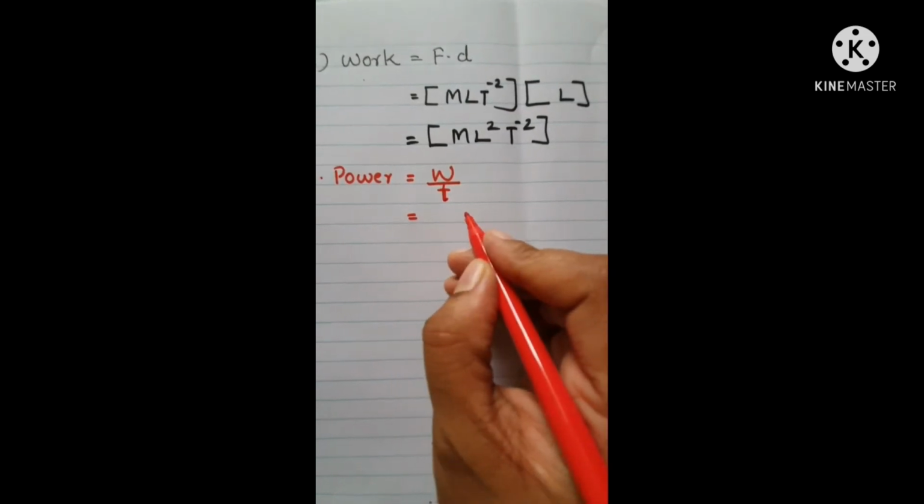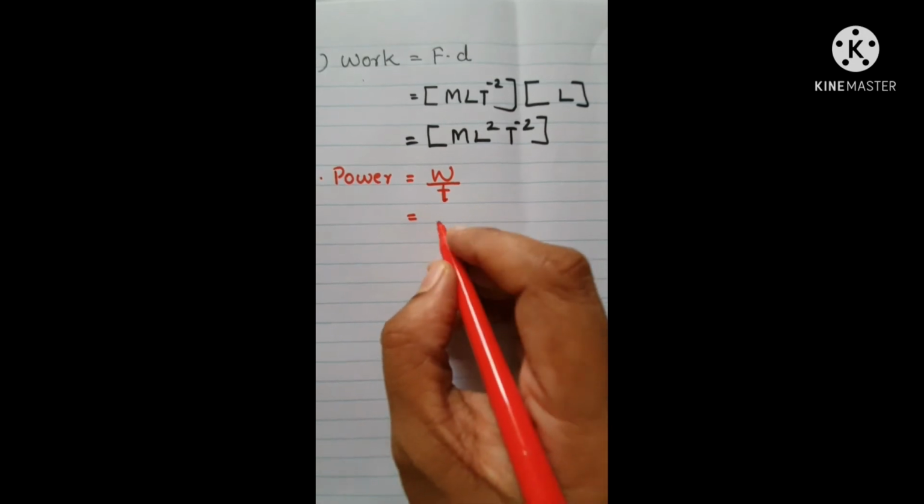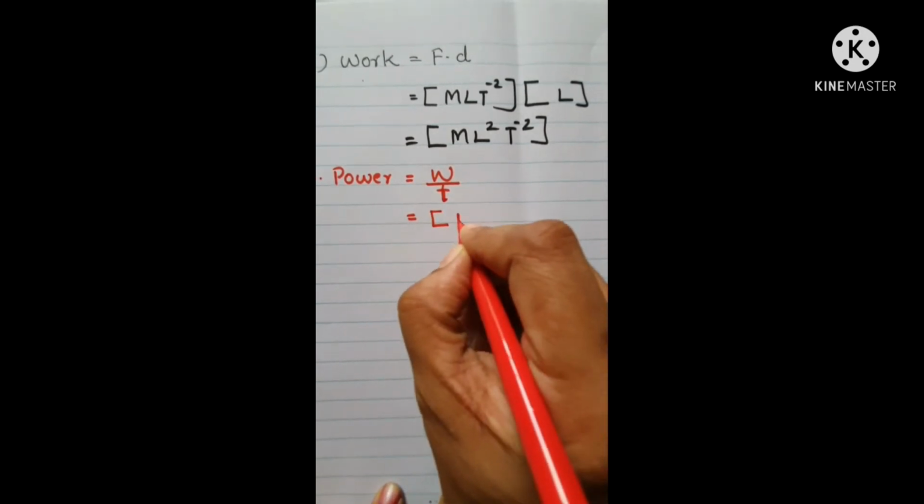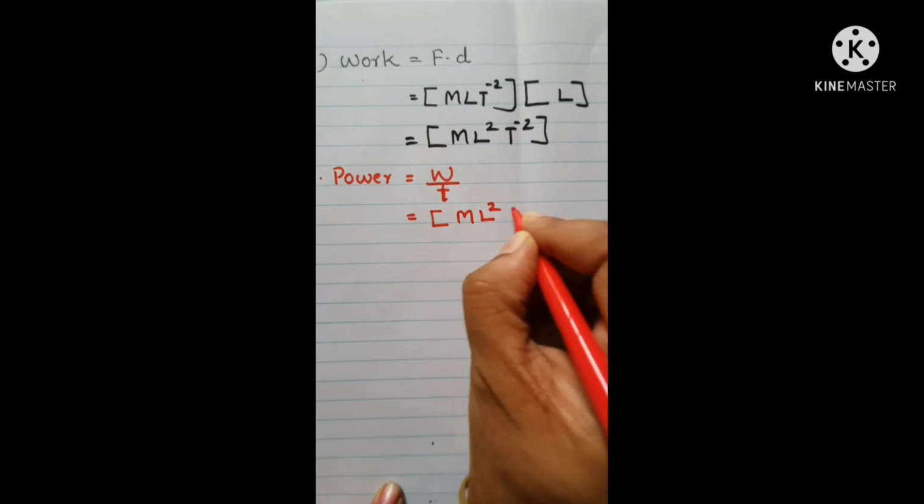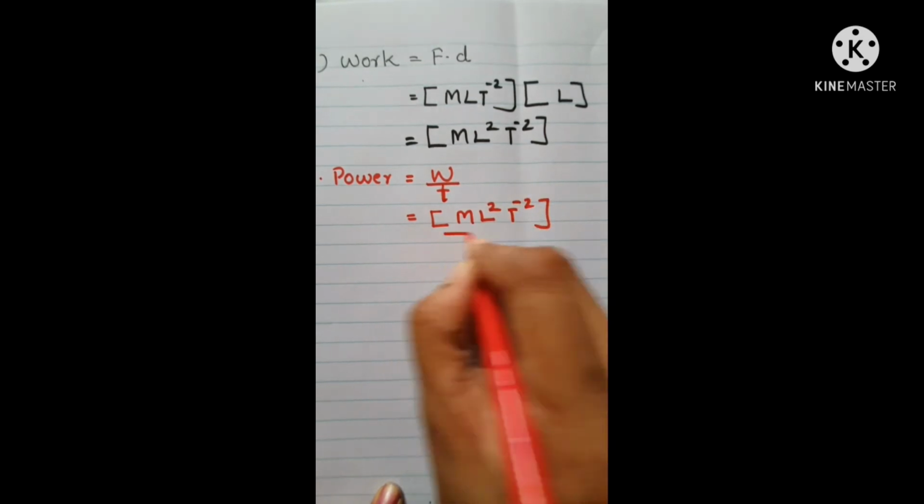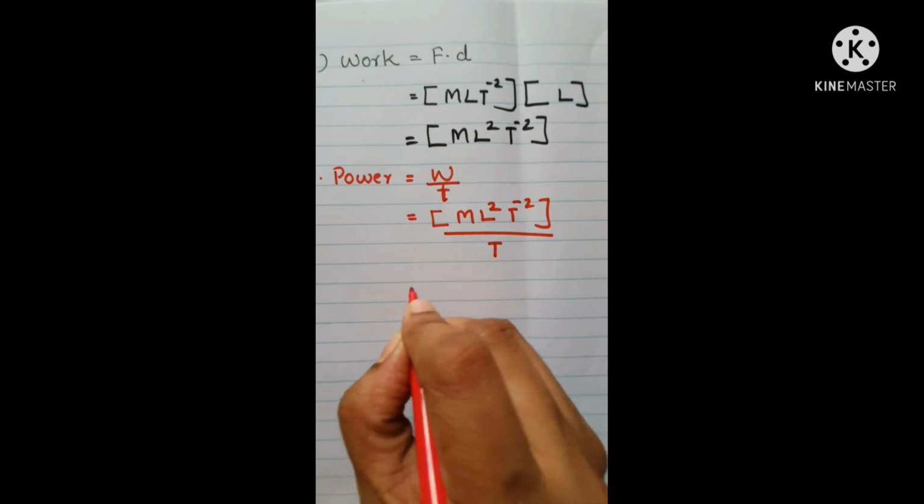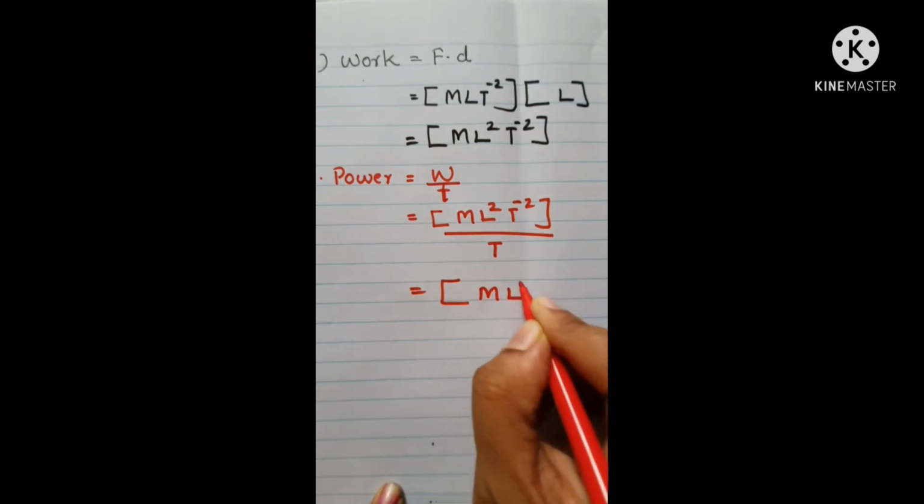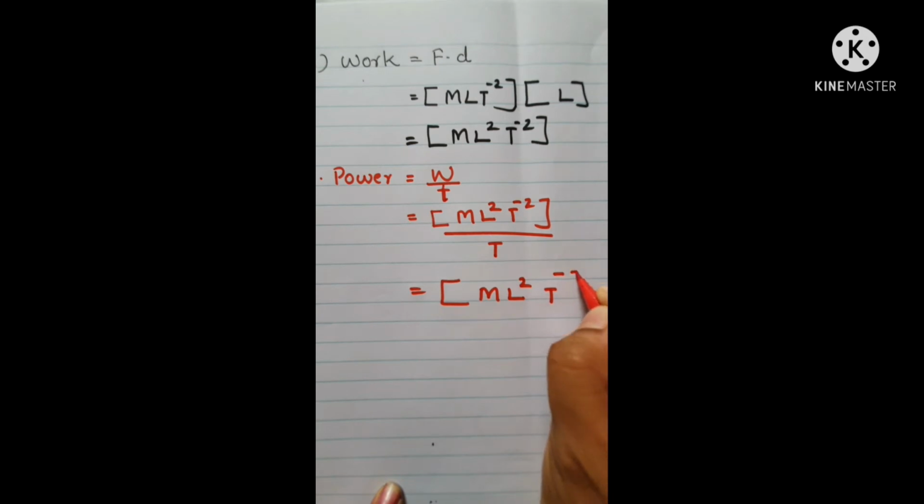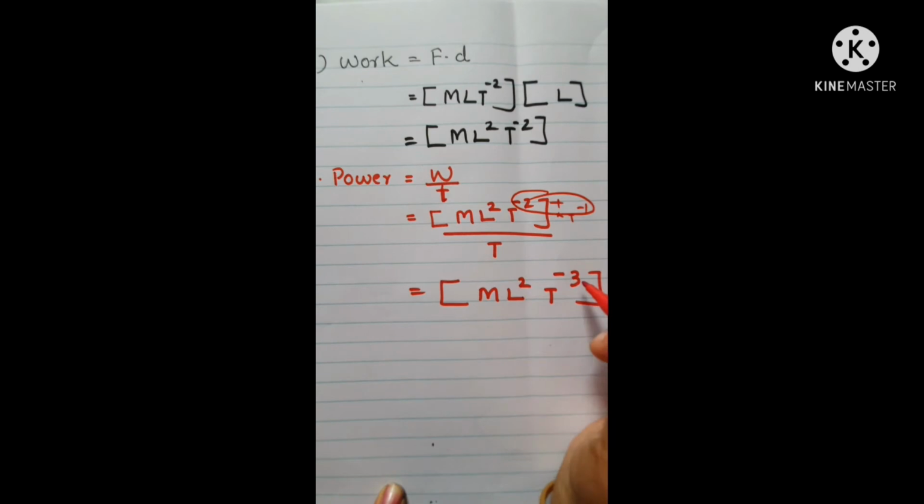Next is power. Power is equal to work by time. So now we already know the dimension formula for power: ML²T⁻² divided by T, time. So it will be ML²T⁻³, because this T, when it comes to the numerator, it will be T⁻¹. So T⁻² into T⁻¹ means what? T to the power of minus 2 plus minus 1, so minus 2 plus minus 1 means minus 3. Okay.